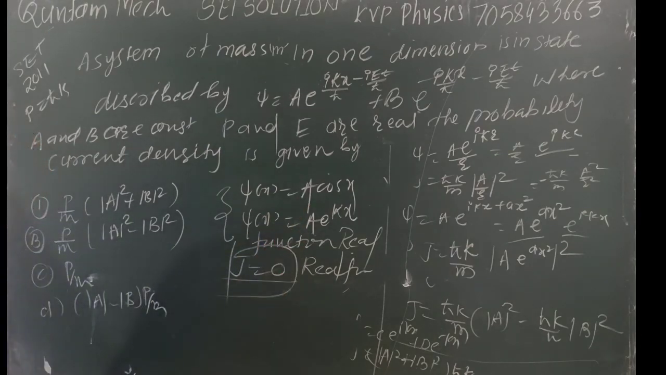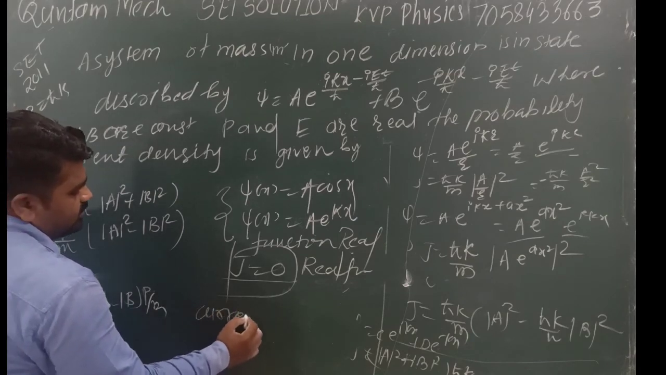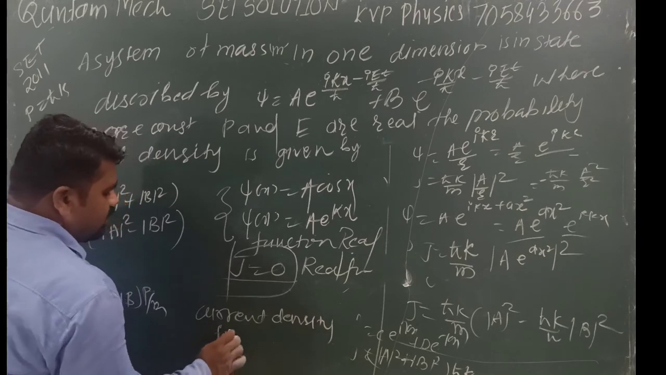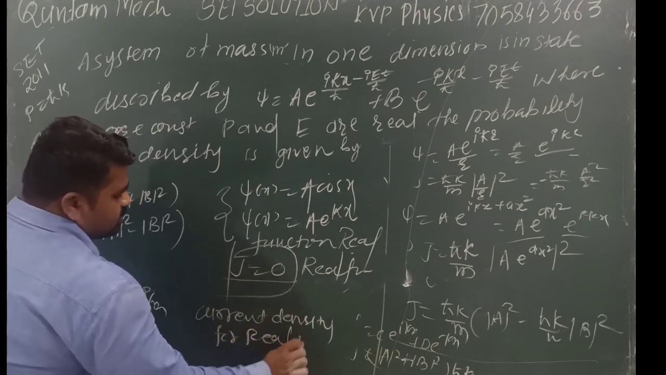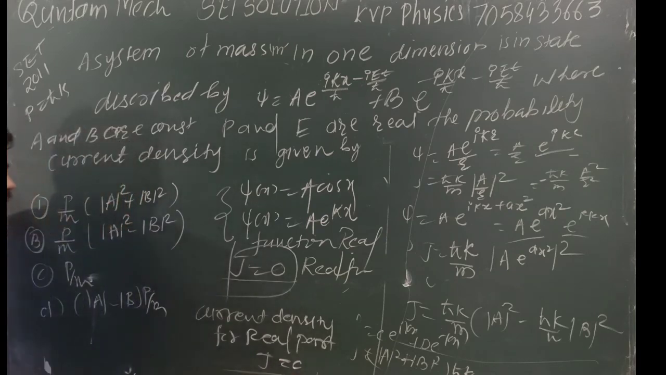Sometimes they directly ask, what is the current density for the real part? Current density for a real part is equal to how much? J is equal to 0. Always memorize this thing.